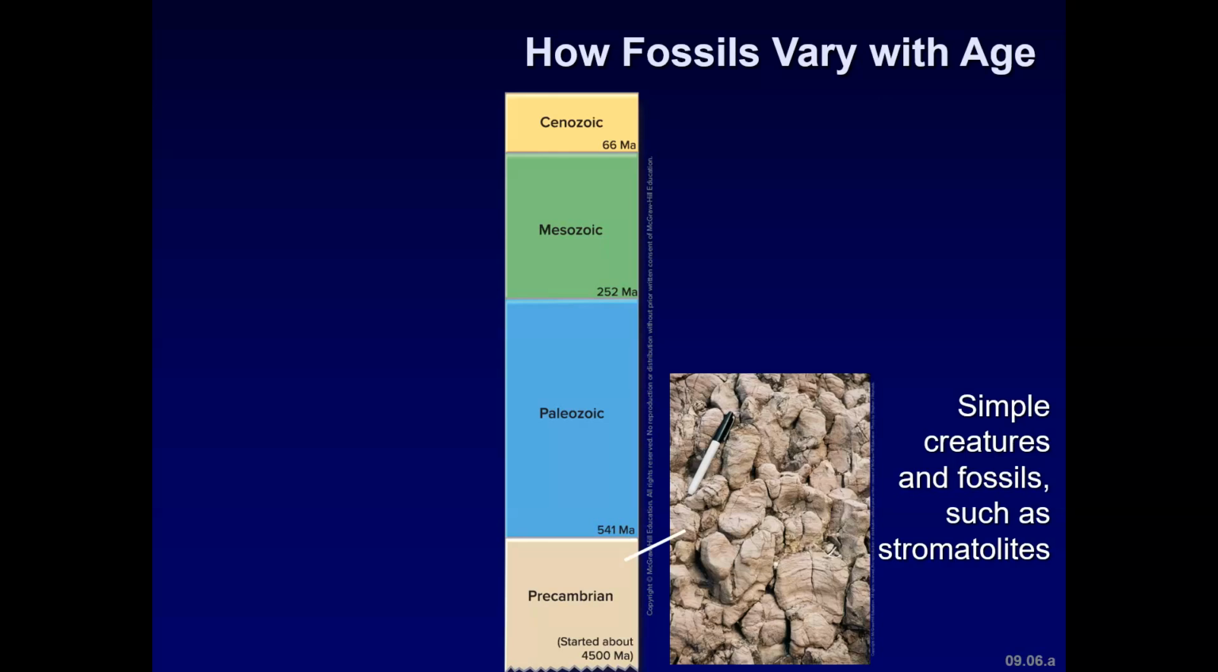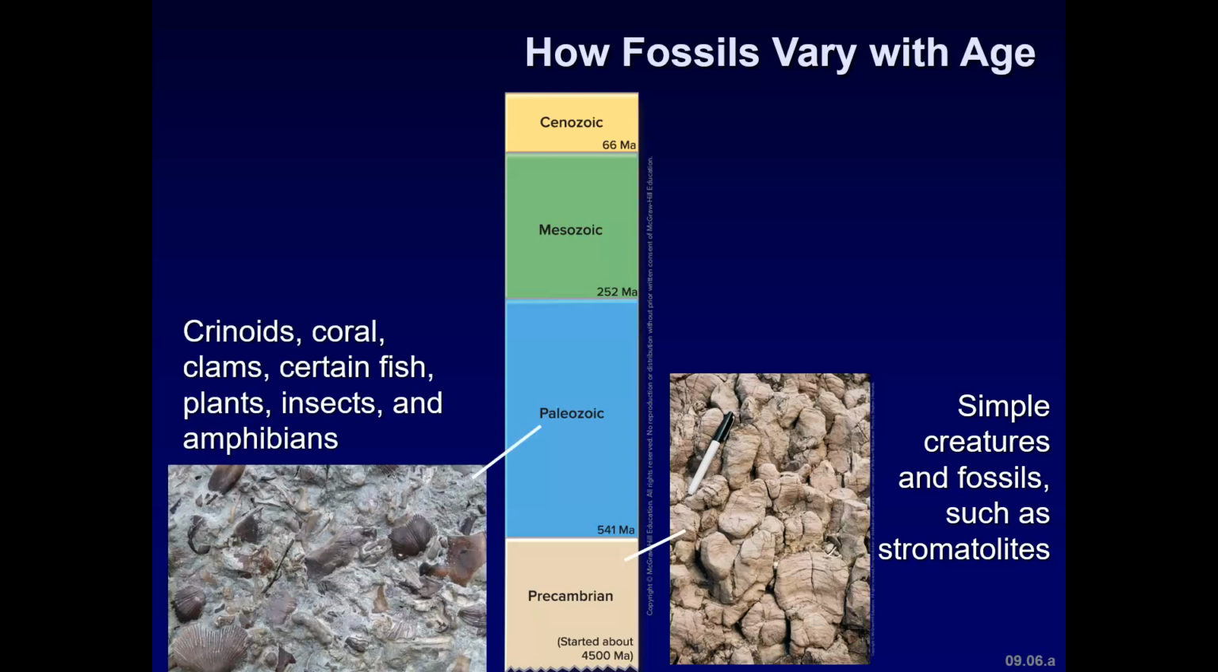Okay, so in the Precambrian, the fossil record has these simple creatures, such as stromatolites. Okay, and they left these structures. Now going into Paleozoic, we see things like crinoids, coral, clams, certain fish, plants, insects, and amphibians preserved in the fossil record. They were buried, remineralized to what you see today as fossils.